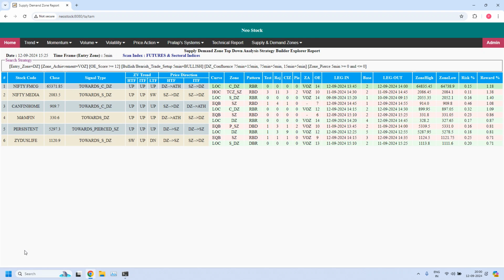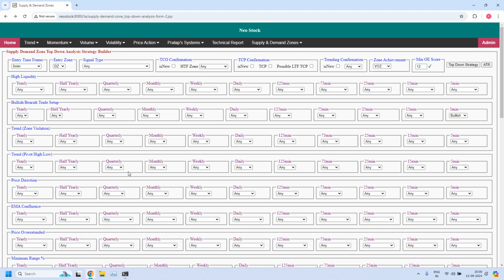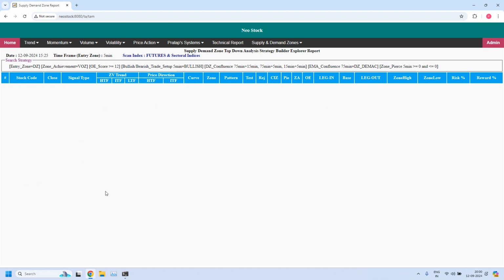In all these 6 stocks, 5 minute zone is part of 15 minute zone. 5 minutes and 15 minutes together again part of the 75 minute zone. Let's verify how many of these stocks are having 75 minute zone confluence. EMA confluence, I'm sorry, not zone, EMA confluence. So in the 75 minutes demand zone with daily EMA confluence. So none of the stocks are having daily confluence.